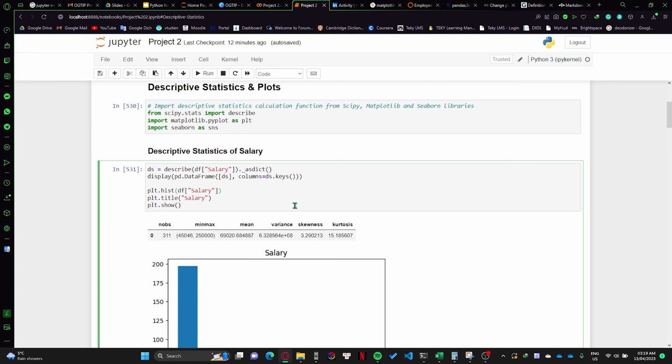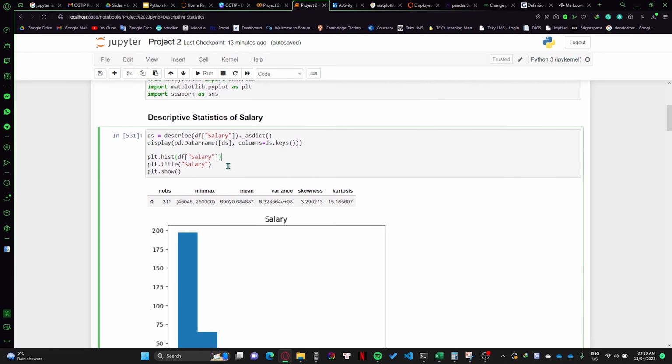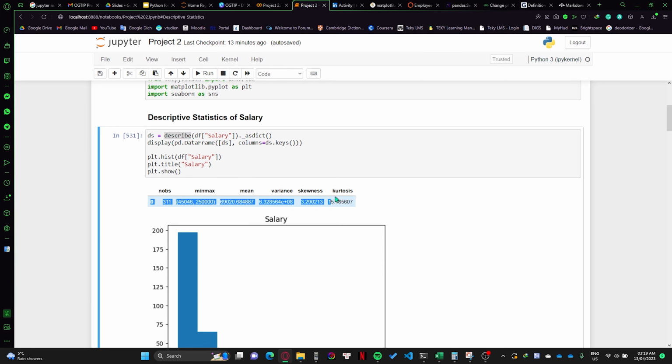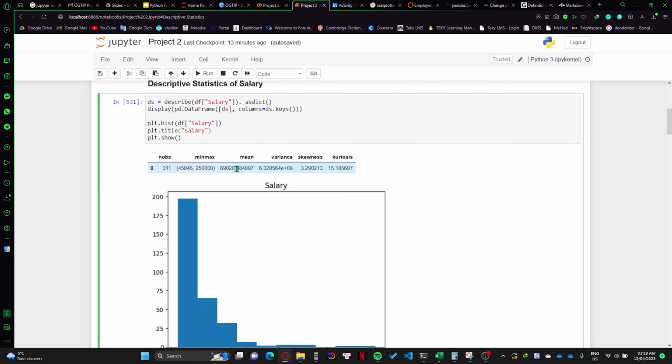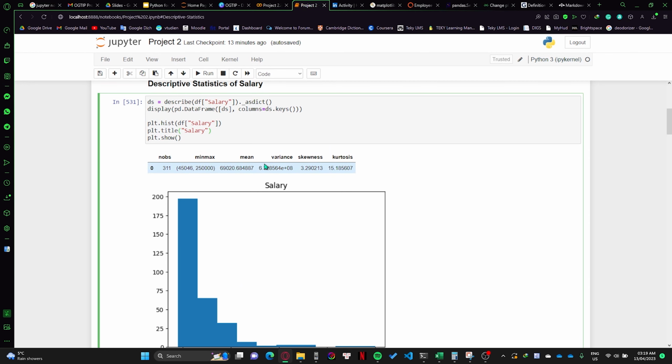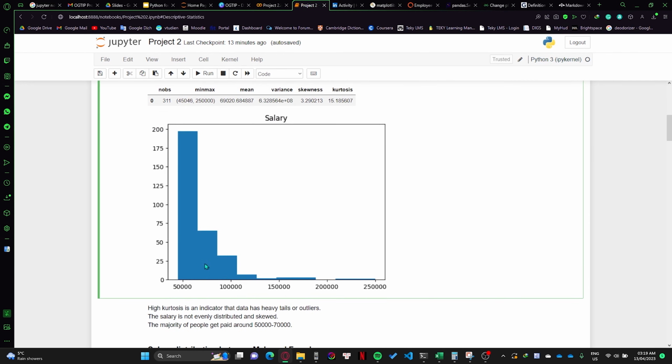So first, let's look at the descriptive statistic of the salary data. As I mentioned, I'm using the describe function of SciPy to get the descriptive statistic right here. When looking at this statistic, we can see that the mean value of the salary is around 70,000, which is around here.